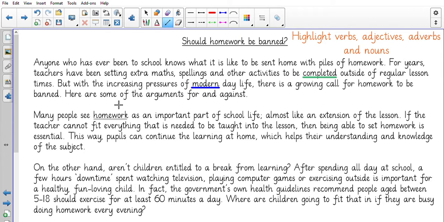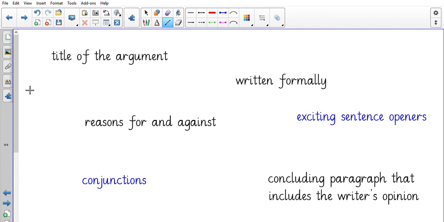Okay, so that is just to get you to think about using a range of word classes, which we naturally do in our writing anyway, and it's just helping us to recap on different word classes. Now, what we are looking at today in literacy is highlighting the features. So I have listed some here. So we need the title of the argument. It needs to be written formally.